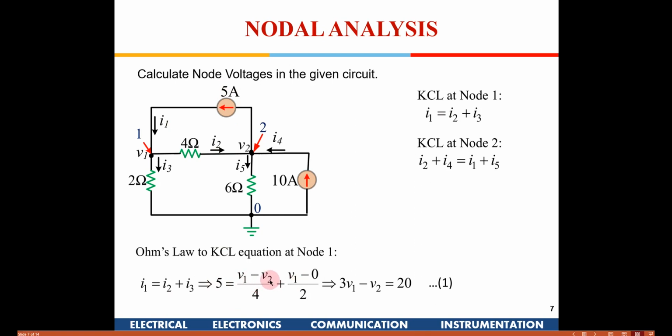in terms of the node voltages. Sir, I have a doubt. Yeah, tell me. How did I1 come in node 2, sir? There is no current source of I1 near node 2.